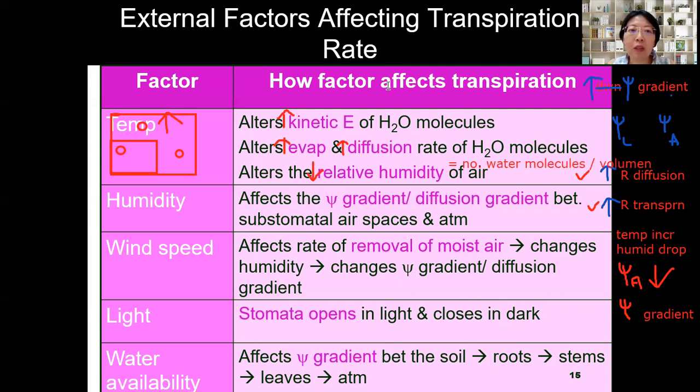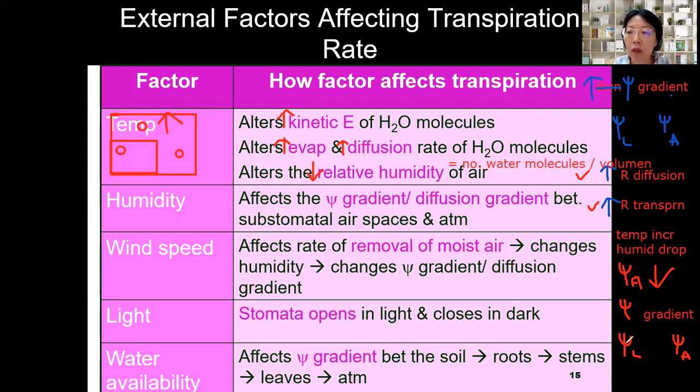Okay, this one is where we need to check. The best way to check is to use mathematics. So this is the leaf and this is the atmosphere, okay? There is always an existing decreasing water potential gradient from the soil to the root to the stem to the leaf to the atmosphere. That's why water can go up the plant, right? So we will always assume there is a decreasing water potential from the soil to the root to the stem to the leaf to the atmosphere.